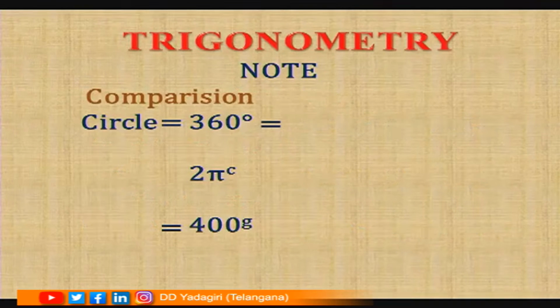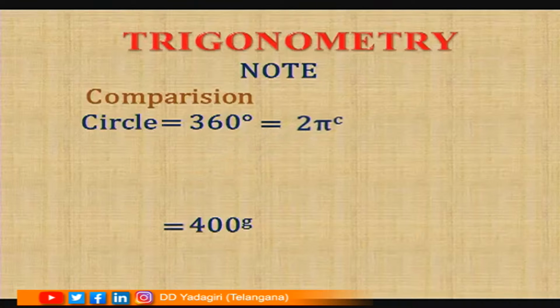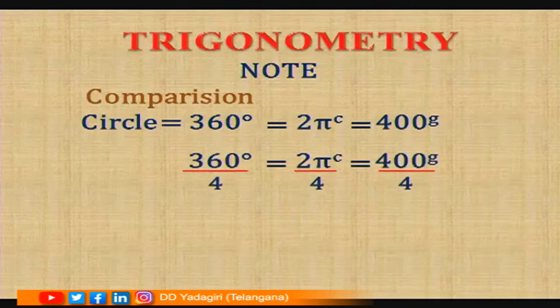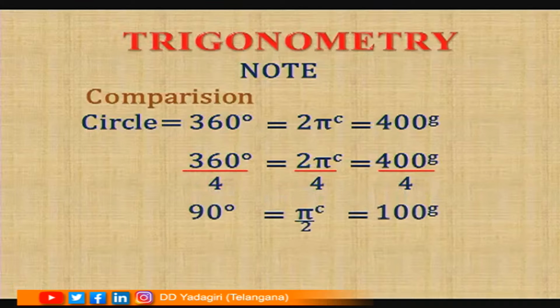Now, you see that one circle is equal to 360 degrees, that is 2 pi radians, which is equal to 400 gradients. Now, if I divide all the values by 4, after division by 4, you will get the quarter of the value. That means 90 degrees is equal to pi by 2 radians, which is equal to 100 gradients. Is it right? So, this is the general comparison which we are using nowadays.